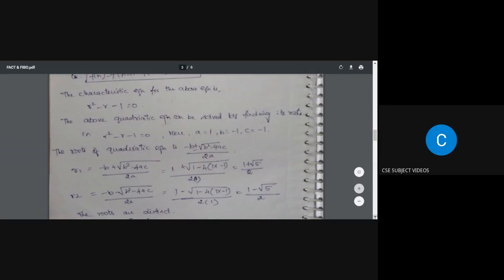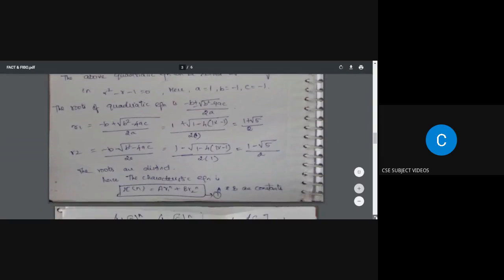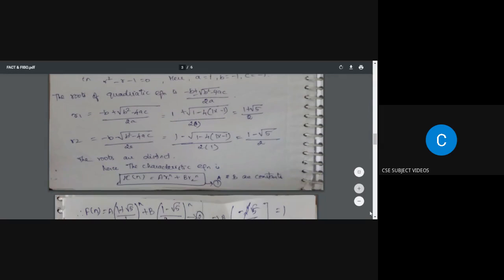Similarly for r2 we will get 1 minus root of 5 divided by 2. So now the roots are distinct. Why are the roots distinct? One root value is 1 plus root of 5 by 2, and the second root is 1 minus root of 5 divided by 2. So hence the characteristic equation can be further simplified.